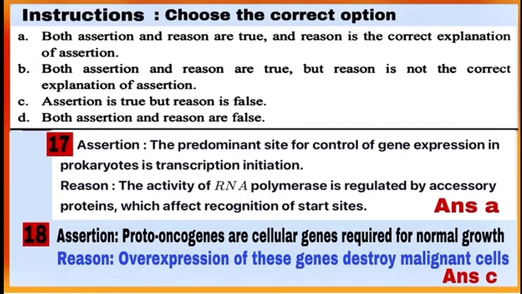Question 18. Assertion: Proto-oncogenes are cellular genes required for normal growth. Reason: Overexpression of these genes destroy malignant cells. Correct answer is option C. Proto-oncogenes are cellular genes required for normal growth. If they are mutated or overexpressed, they may become oncogenes that contribute to the malignant transformation of cells. Thus, here A is true but R is false.